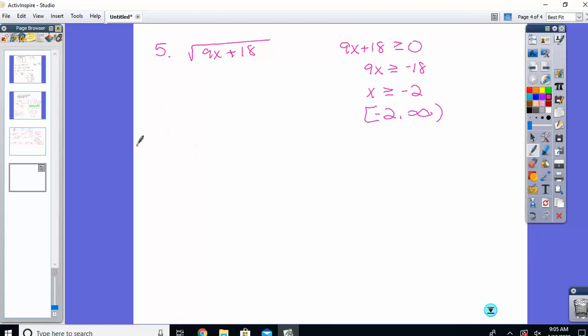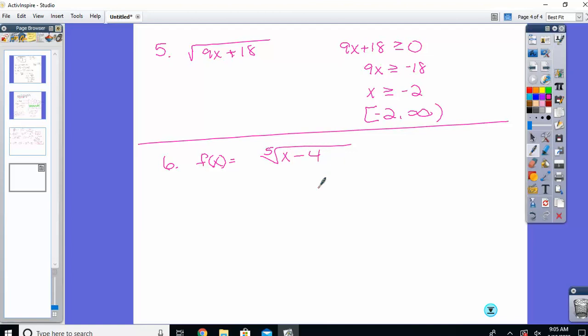Okay. If it is an odd root, like number 6 was a 5th root, if it's a cube root, a 5th root, 7th root, any of those, what kinds of numbers can you do an odd root of? Negatives and positives. So on those, you don't even have to work anything out. It's just negative infinity to positive infinity. So if you know your domain rules, those are fast, but if you don't, you struggle a bit. Always, if you're unsure, graph it and look at a graph and see if you can get your domain from there.